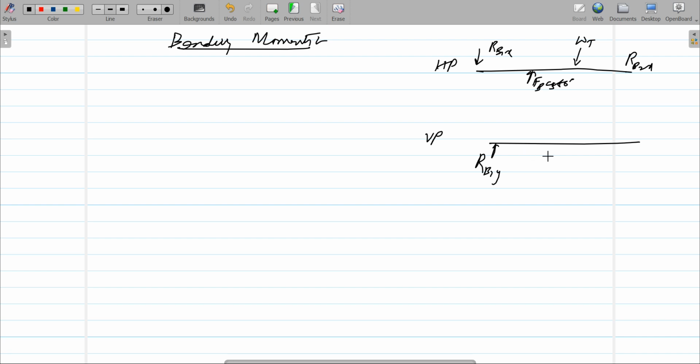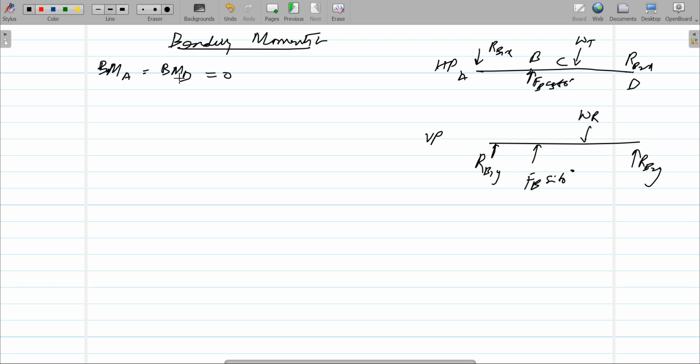Similarly, this is for the horizontal plane, and for the vertical plane, this is RB1Y, FB sin 60, WR, and RB2Y. So by taking moment, this is point A, this is point B, this is point C, and this is point D. So we know that the bending moment at the edge points, bending moment at point A equals bending moment at point D equals 0 in both planes.